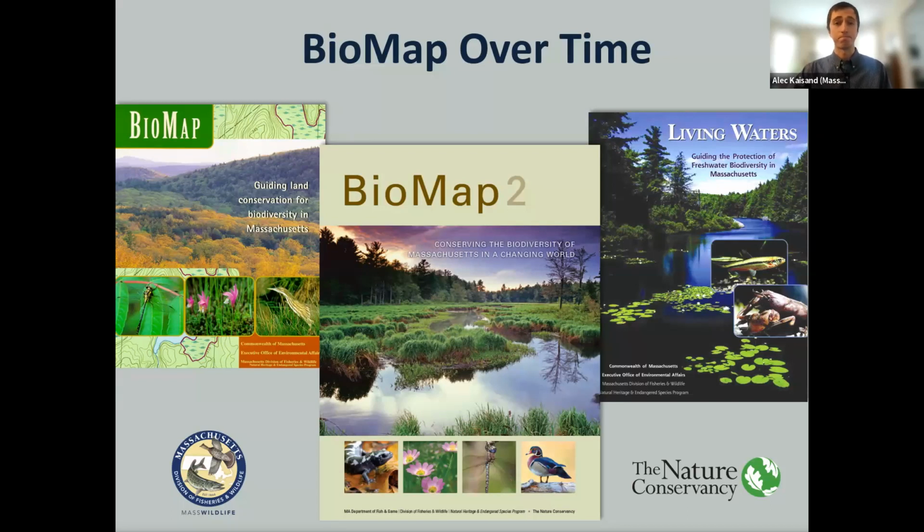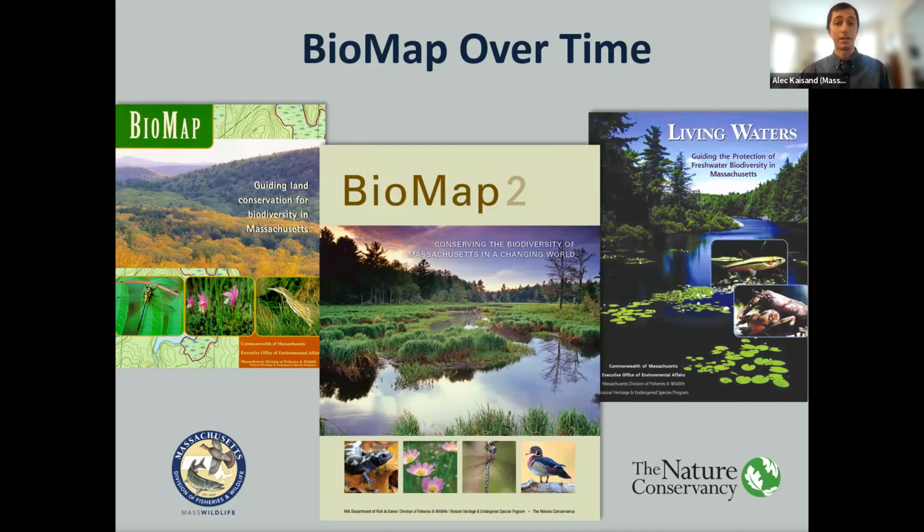BioMap is the result of an ongoing collaboration between Mass Wildlife and the Massachusetts chapter of the Nature Conservancy, with similar missions, goals, and science-based approaches to conservation. Mass Wildlife and TNC are natural partners to produce and maintain BioMap.